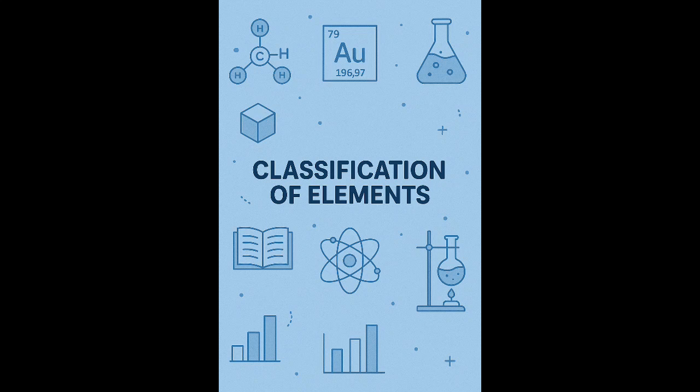D block, transition metals, groups 3 to 12. Example, Fe iron, Zn zinc. F block, inner transition elements, lanthanides and actinides. Example, Ce cerium, U uranium.